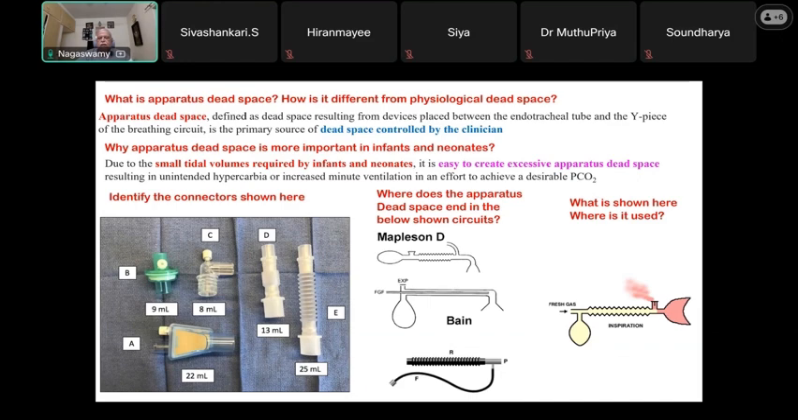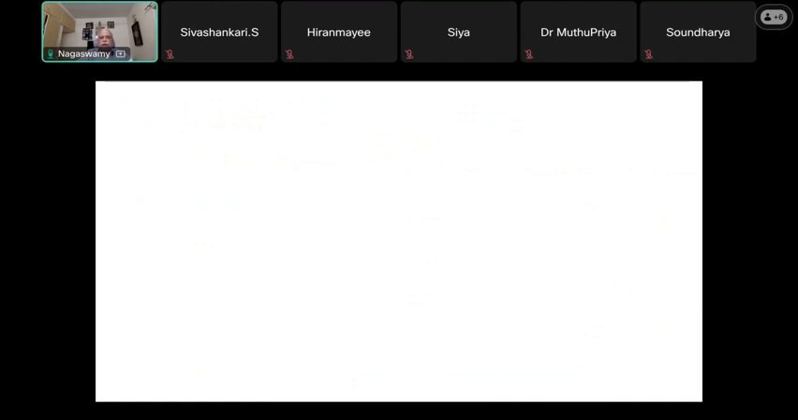This concept you have to have very, very clearly in your mind so that you do not cause unnecessary dead space to the children. If you are going to become a pediatric anesthetist, you have to keep this in mind. And what happens to patients in pulmonary hypertension? Is there any change in their dead space?